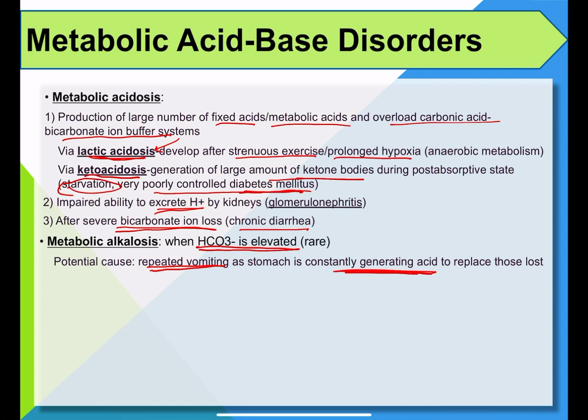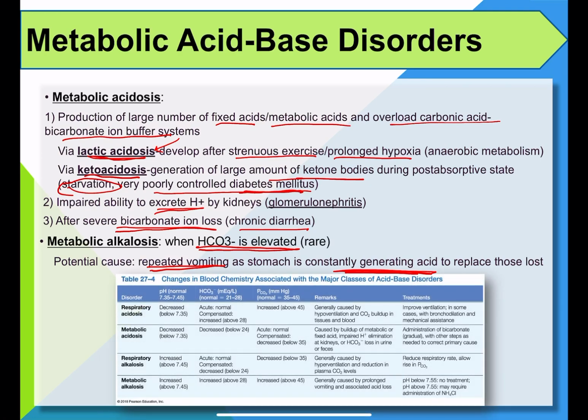So that's how you end up with metabolic acidosis or metabolic alkalosis. Now, this table is a good table that summarizes the difference between these four conditions: respiratory or metabolic acidosis and respiratory or metabolic alkalosis. Make sure you review this if you're not understanding the differences between these types of disorders.